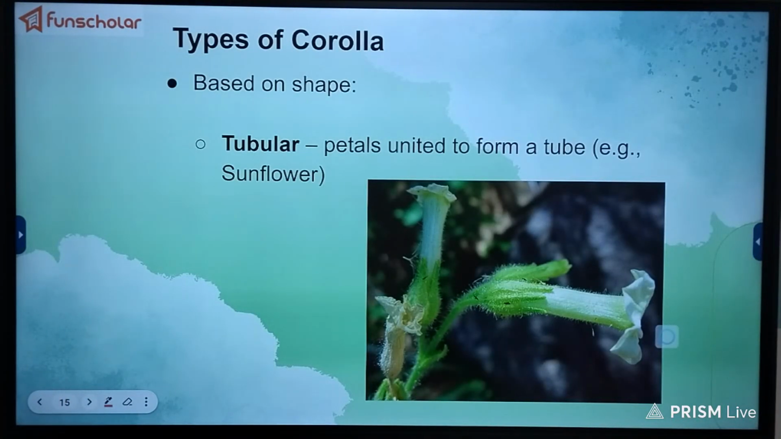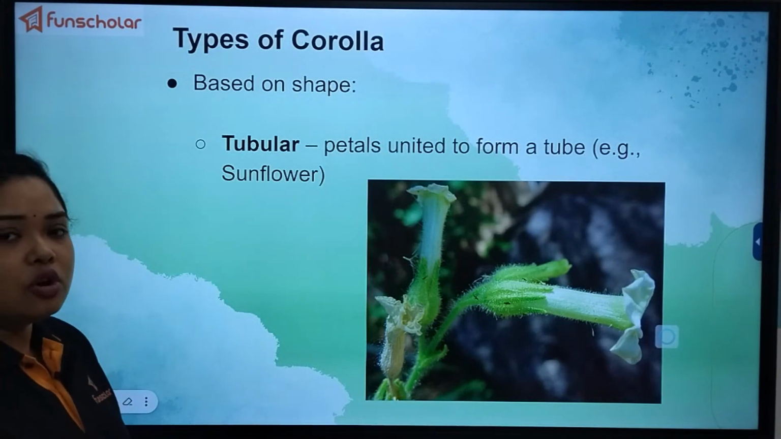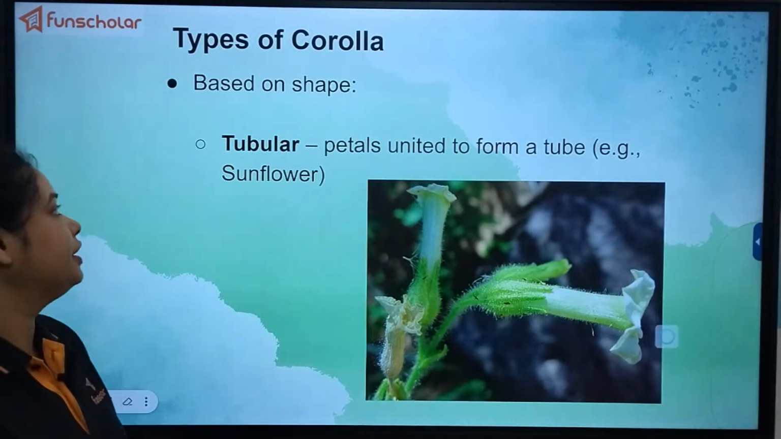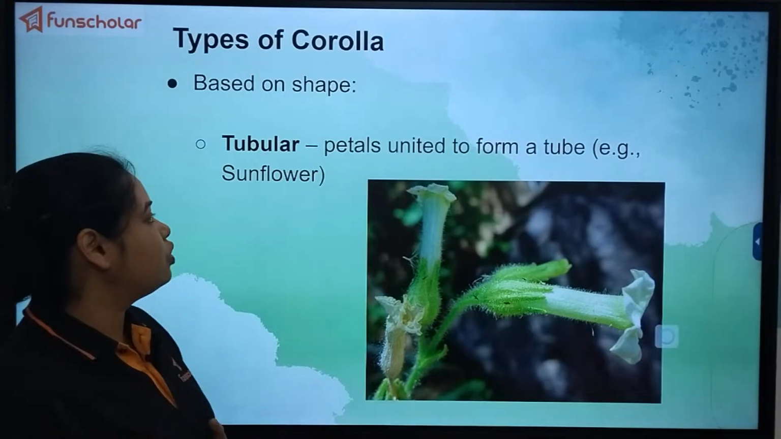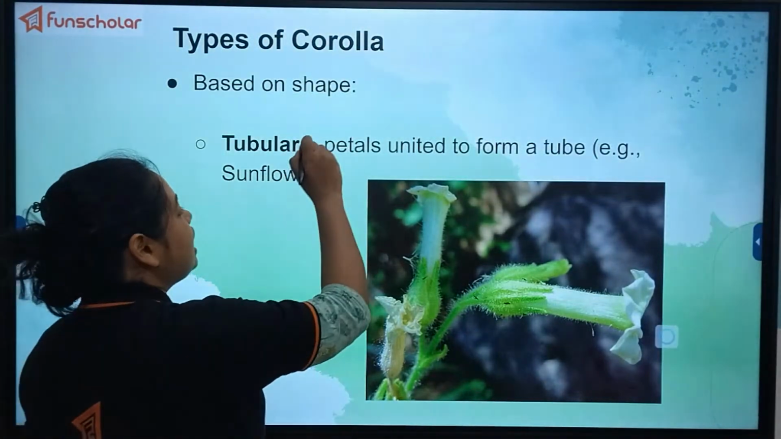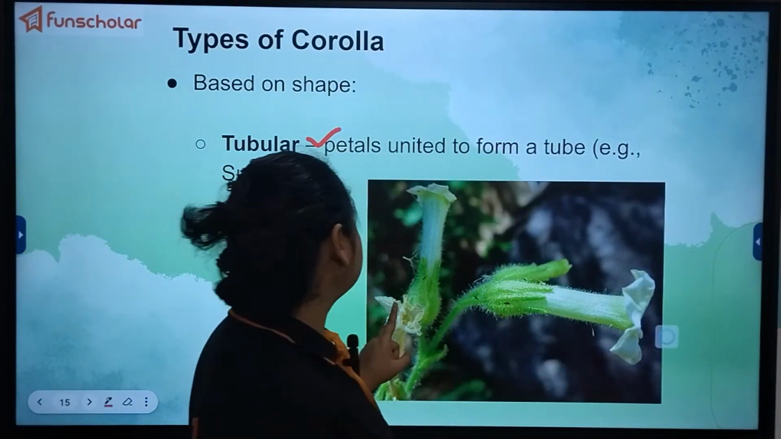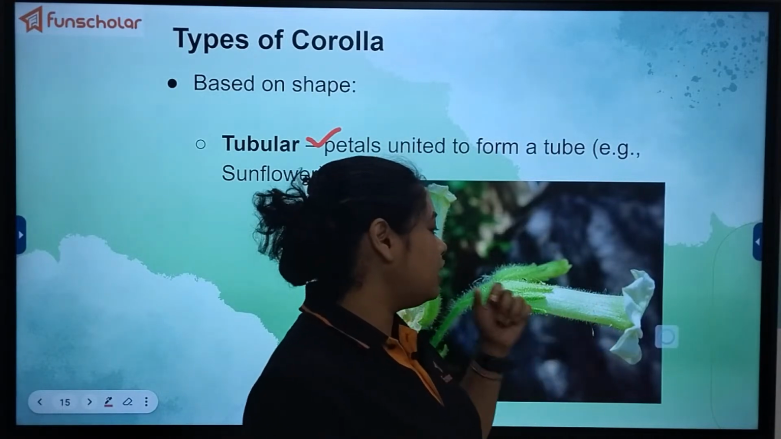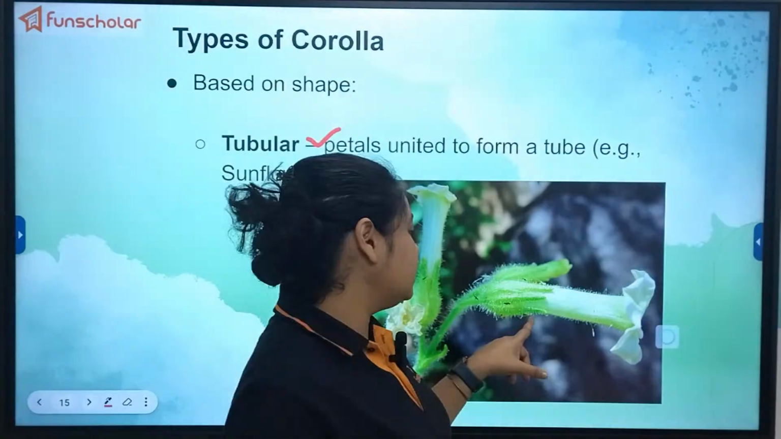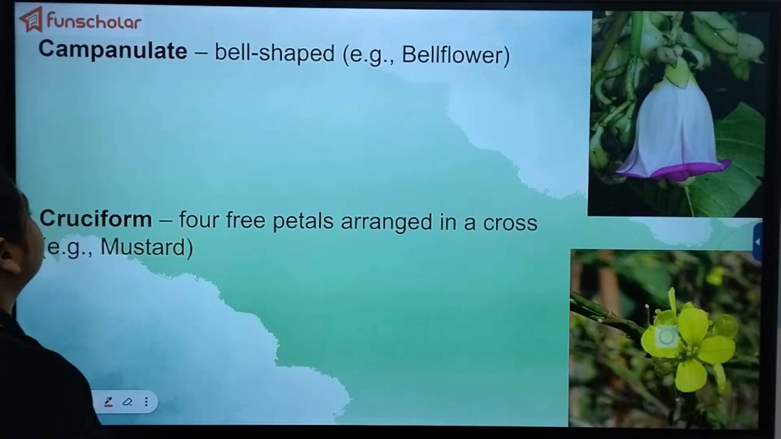Now coming to the different categories of corolla, that is the second non-essential whorl in the flower. Based on shape, the corolla can be of different types. For example, the tubular corolla. Here the petals are united to form a tube. You can see a tube-like structure. This is the case of the datura flower. In this case, the petals are fused together to form a slender tube.